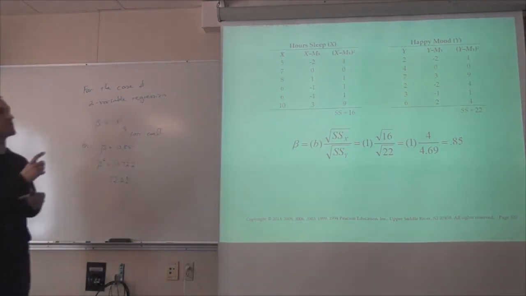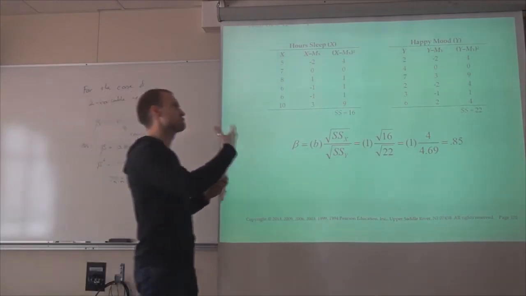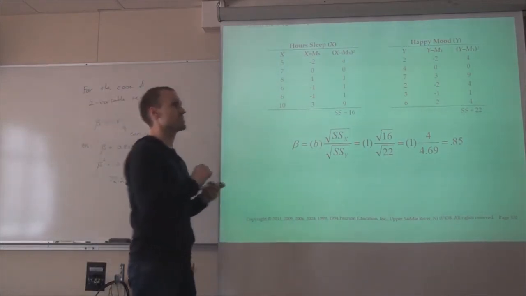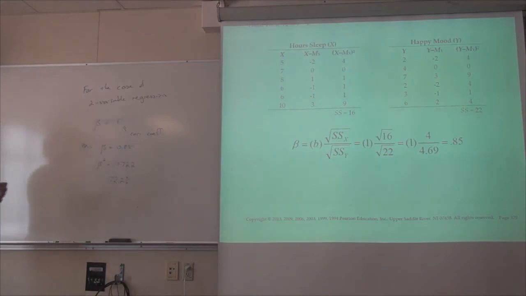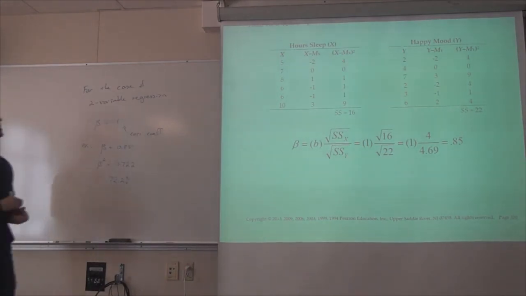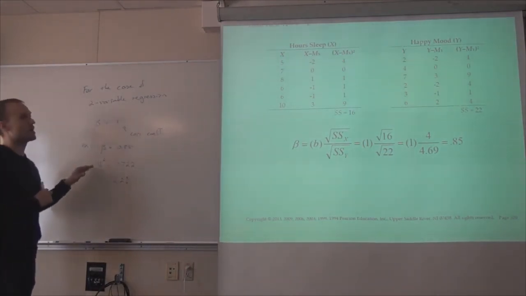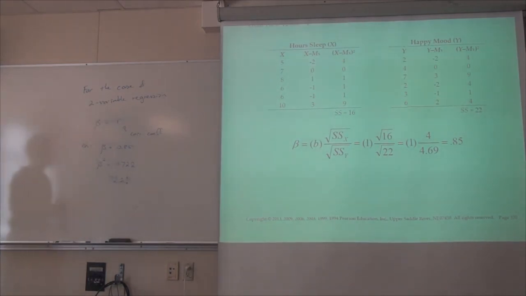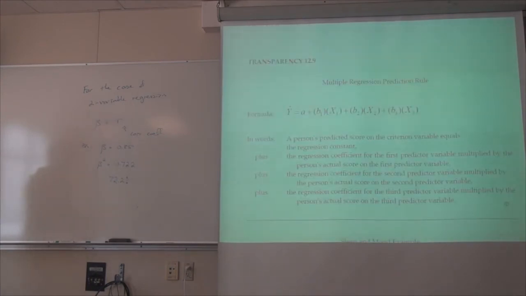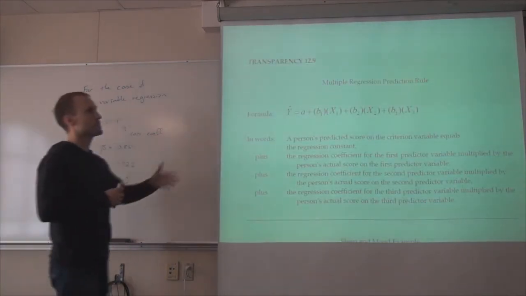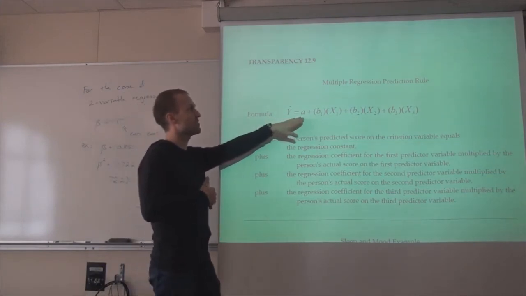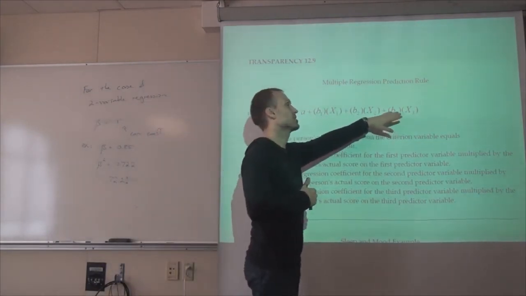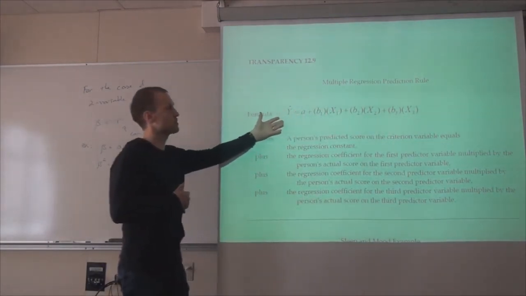of the variability in the mood of people comes from the hours that they slept. And there's still a 28, roughly, percent that comes from other things. So in general, the prediction would be more accurate if I look at different factors affecting the mood of people.